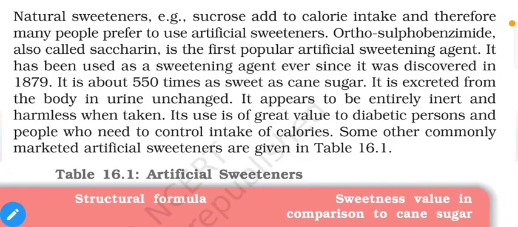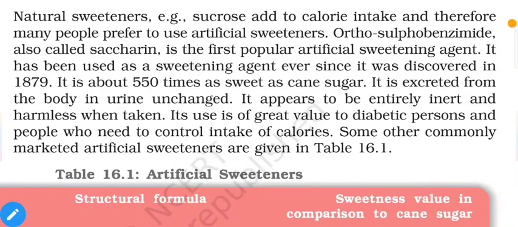One of the known names is saccharin, also known as orthosulfobenzimide, the first popular artificial sweetening agent. It has been used as a sweetening agent ever since it was discovered in 1879. So we are using it for a very long time. It is about 550 times as sweet as cane sugar. That means 1 gram of saccharin can give the sweetness of 550 grams of cane sugar.